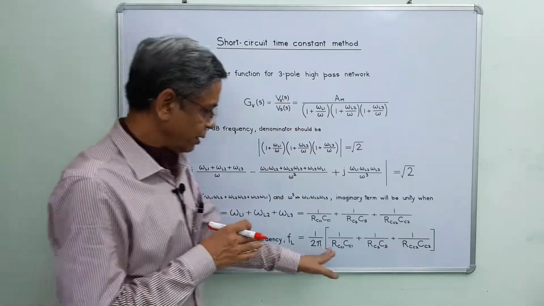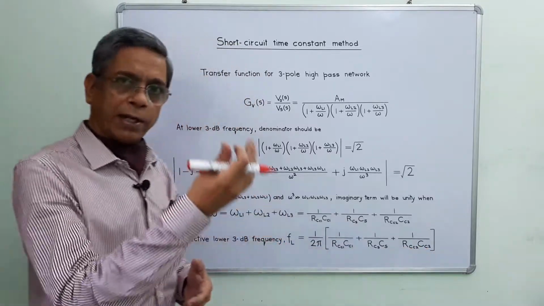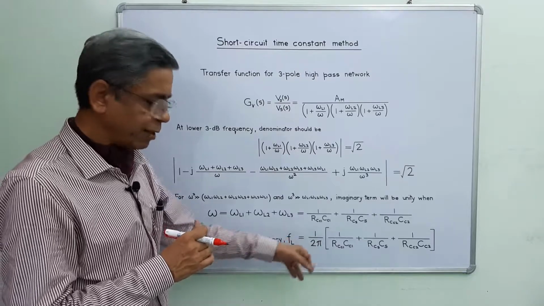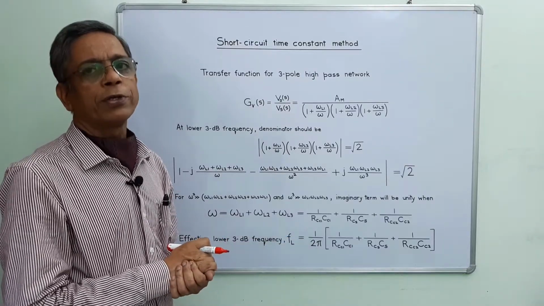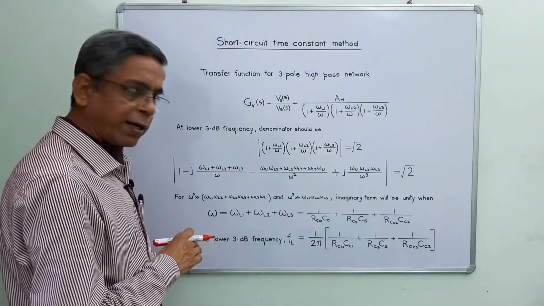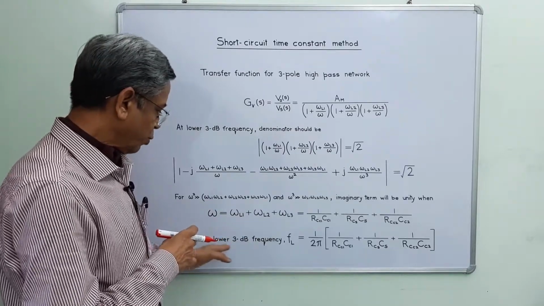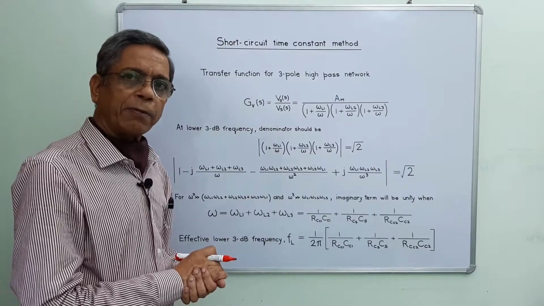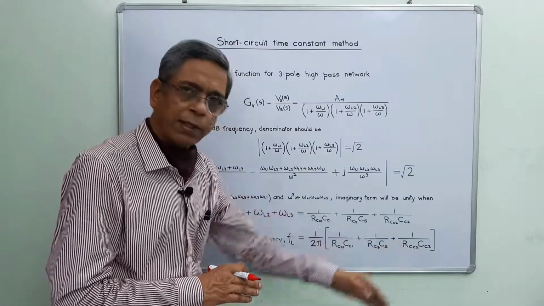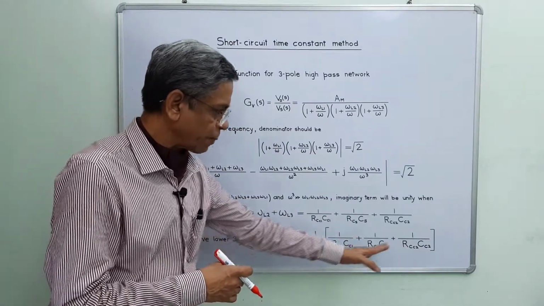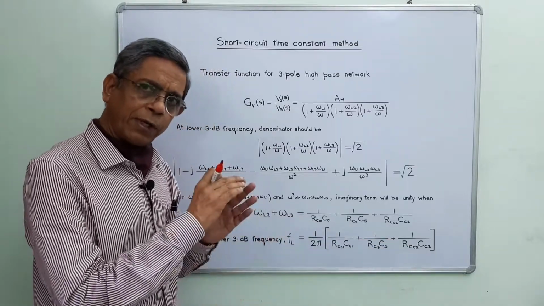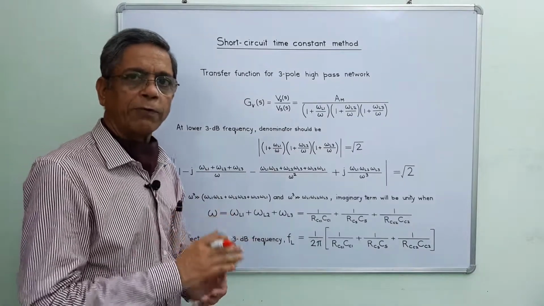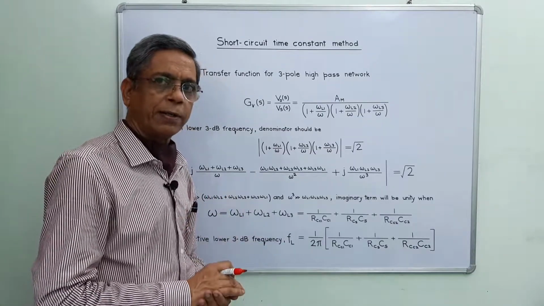Then we will write these three separately, find the reciprocal, add them, and this factor is there. Then we will be in a position to express the complete value for effective lower 3 dB frequency. On the next pages, we will determine these time constants separately for these three capacitors. Then we will write the full expression for effective lower 3 dB frequency for the common source amplifier at low frequency band.